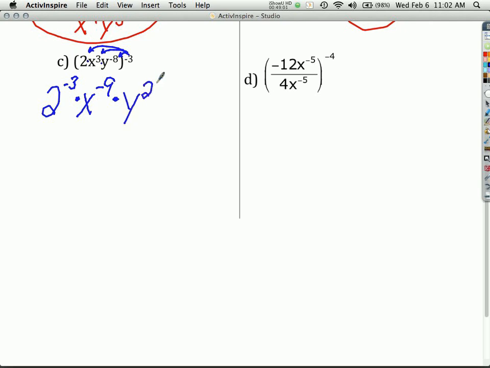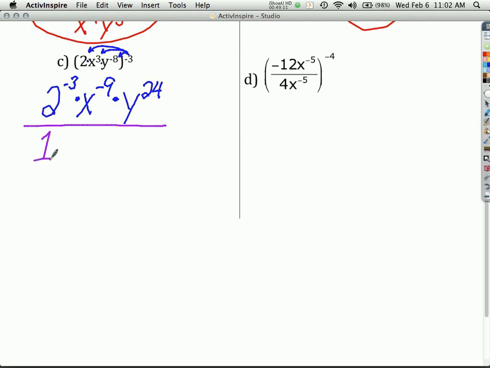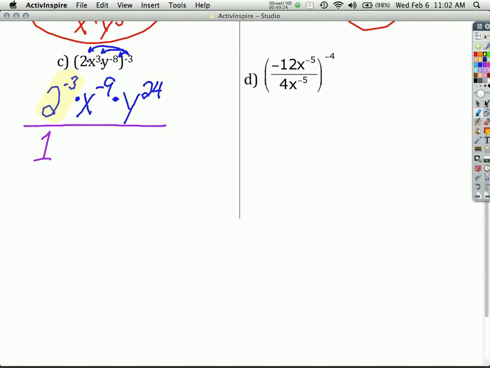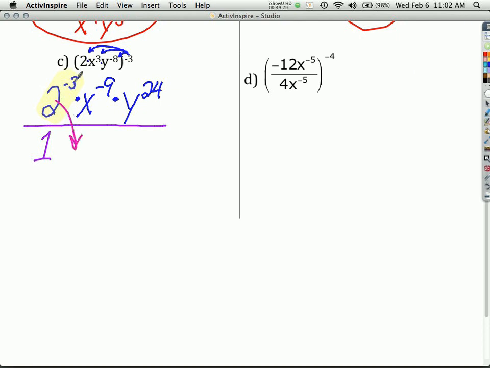We have negative exponents. Negative exponents are going to move. It's a fraction with a 1 underneath. Any negative exponents have to move. So 2 to the negative third is a negative exponent. So that has to move to the other side of the fraction. It's going to come down to the bottom. This is going to come down here. And this is going to turn positive. So down here it will become 2 to the third power. And now it's going to disappear from the top.